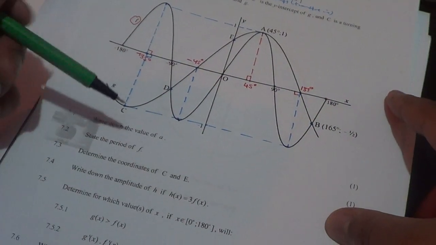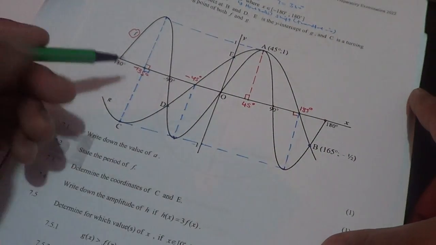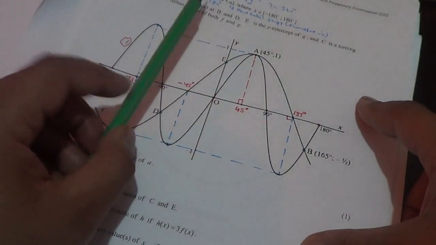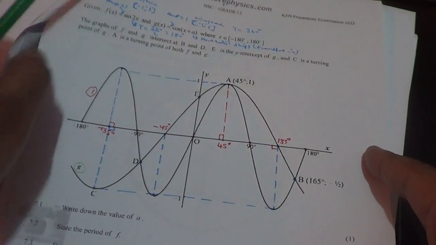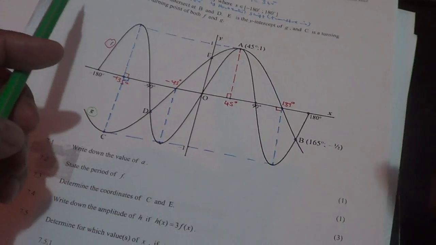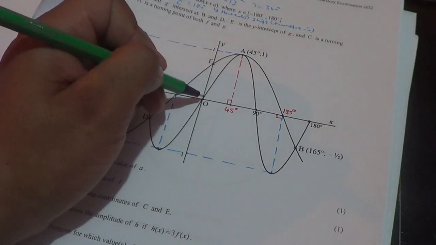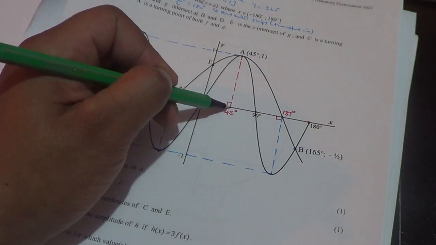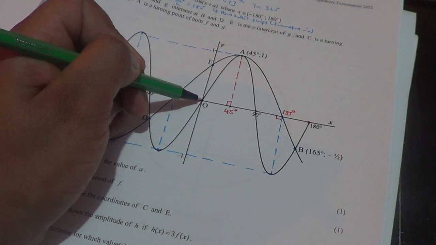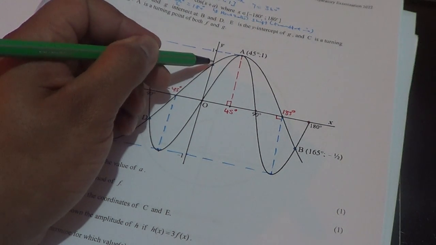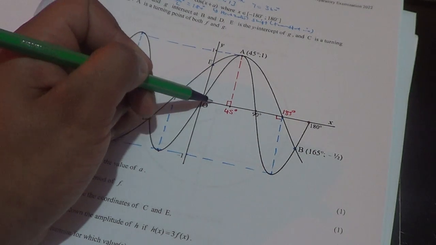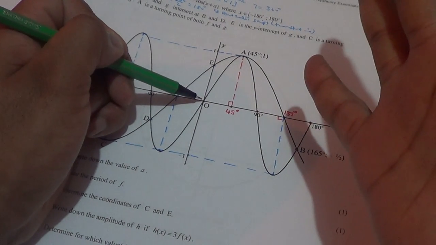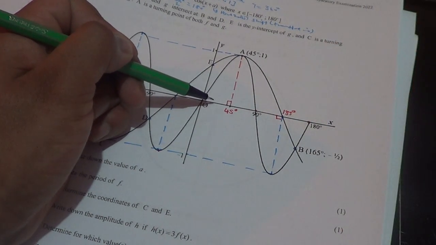Alright, so we look at the graph of g. G of x. What is happening with g? G is cos, right? So cos of x. Now we need to know, what does cos do normally? At 0, cos is at maximum 1. Usually it starts exactly at a maximum at the origin. But now it's doing the very first maximum just after the origin, which is at 45. So that means we shifted our cos graph 45 degrees to the right.